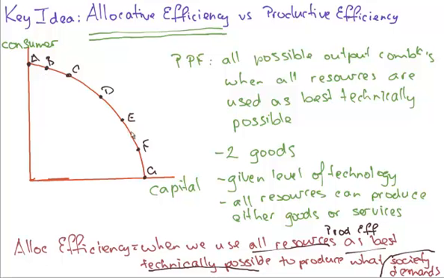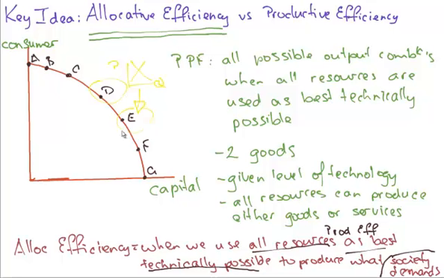A PPF does not show us which point is allocatively efficient, i.e., which point consumers want. So it could well be D, it could well be E, it could be any of those. We don't know. There is no ideal combination. The only way we can know that is by looking at the market and seeing what consumers tell us. And if we did that, and we know that the market is in equilibrium, then we might know that one of these points is allocatively efficient. So only one point on the PPF can be allocatively efficient.